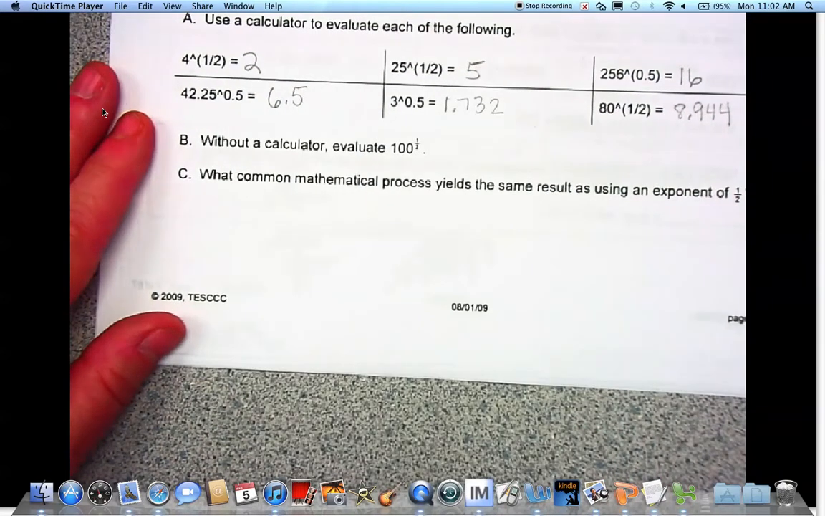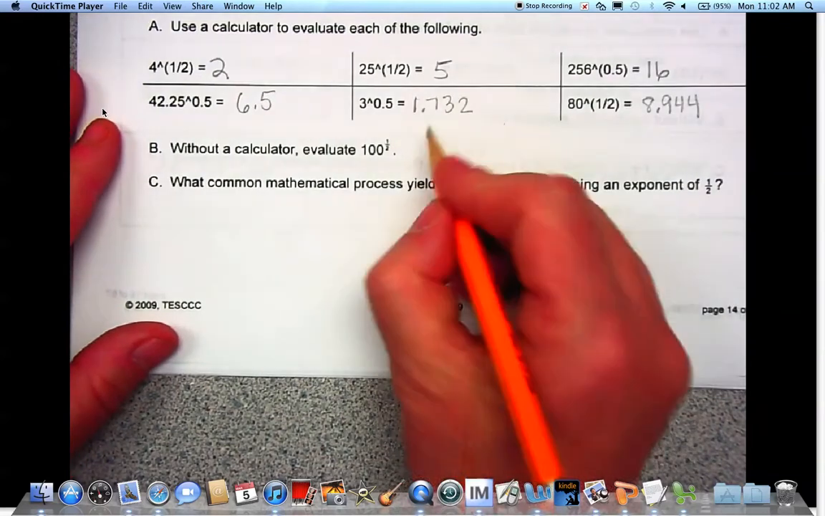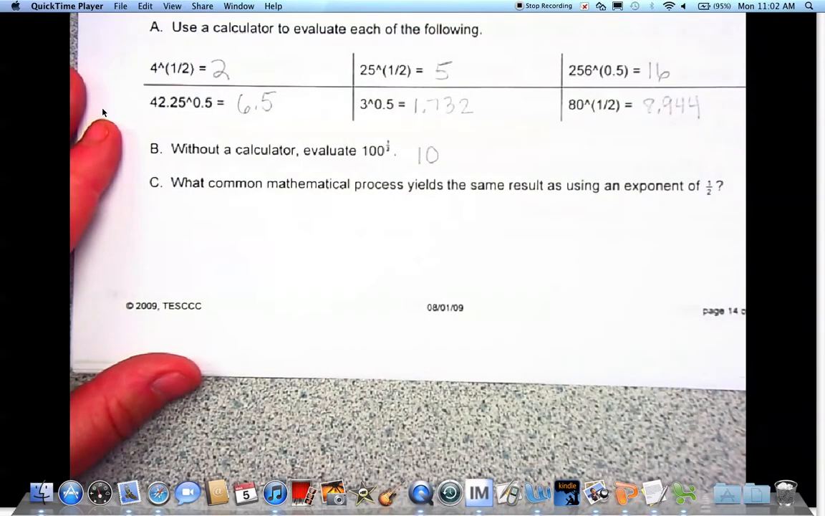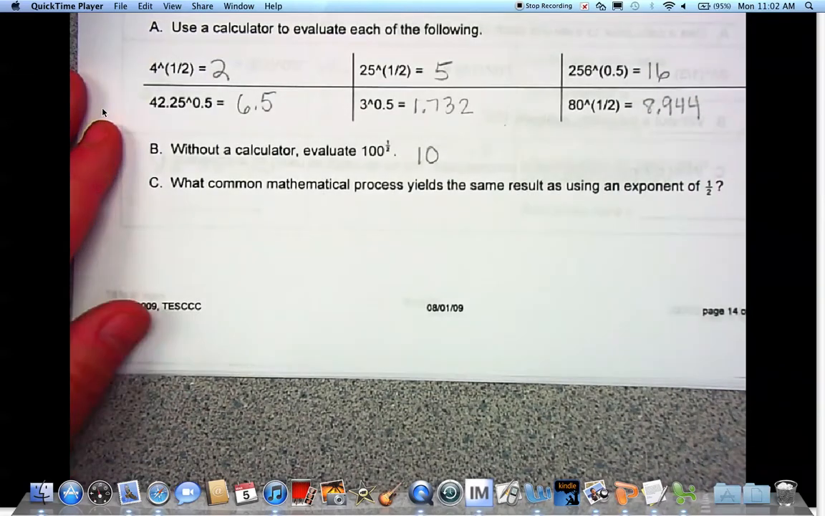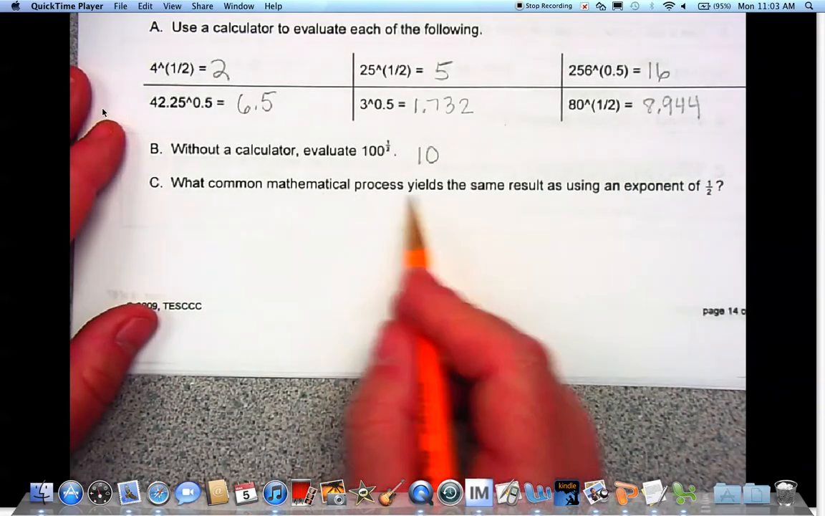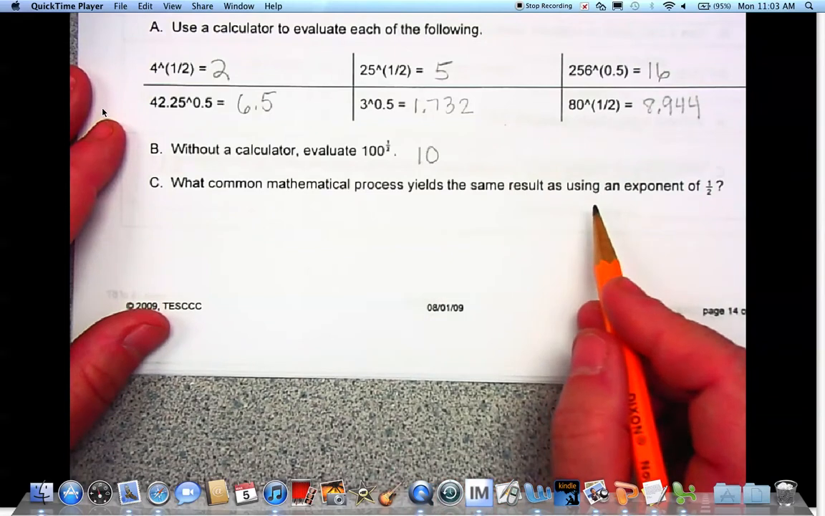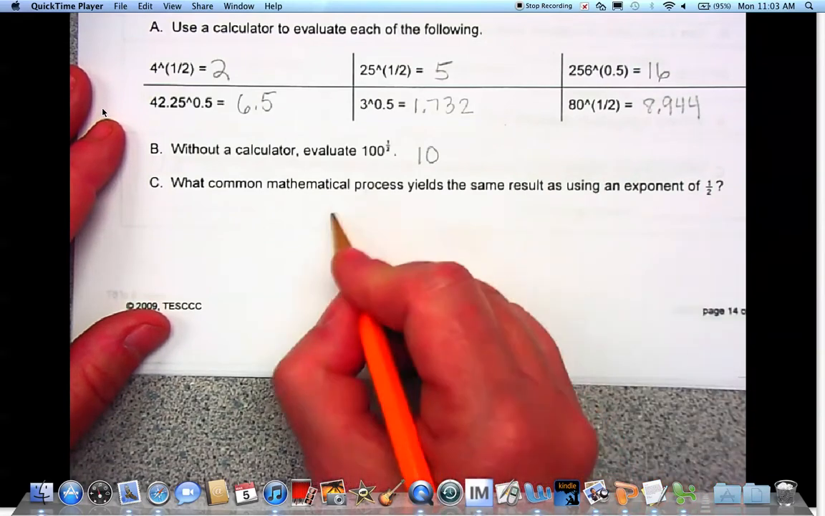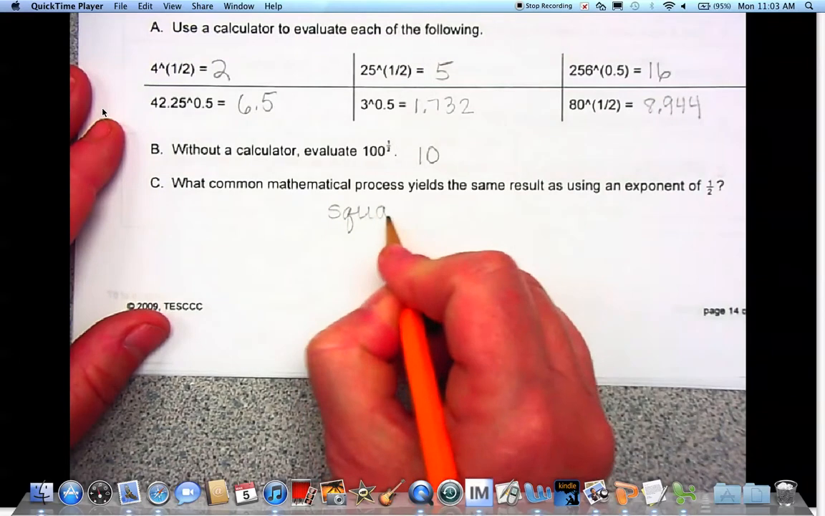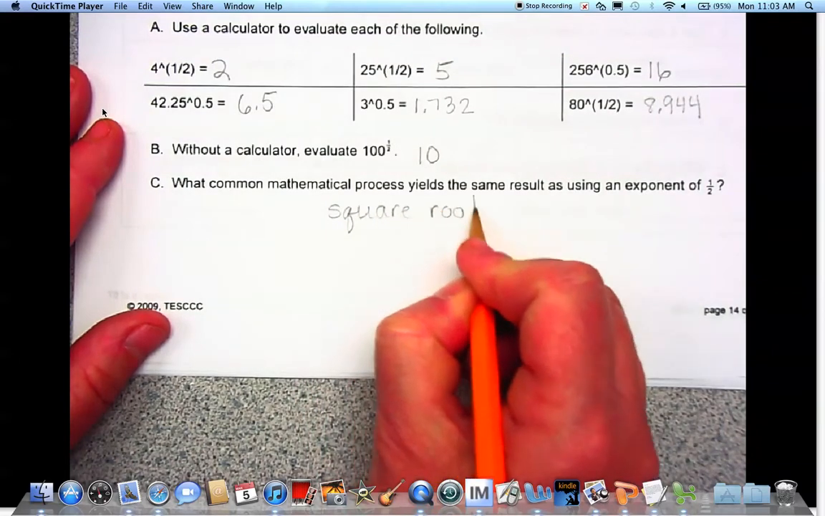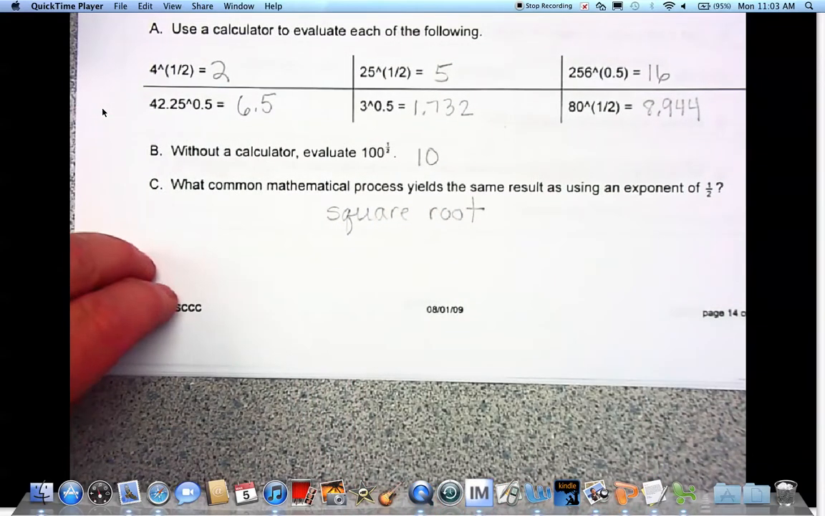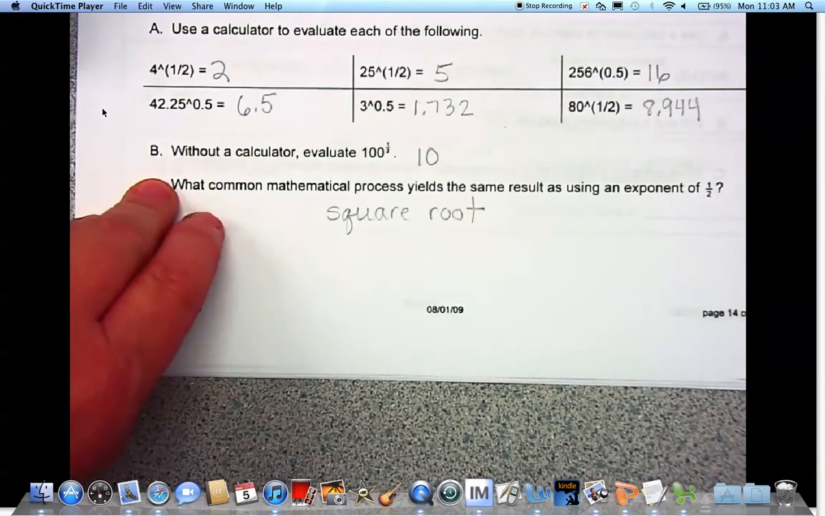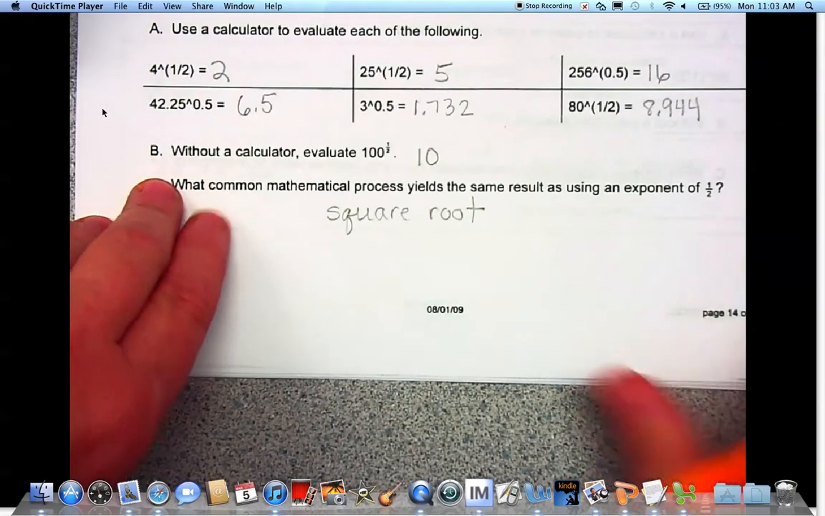Without a calculator, what would 100 to the 1/2 be? 10. Good, because 10 times 10 is 100. What would 144 to the 1/2 be? 12. What common mathematical process yields the same result as using an exponent of 1/2? So now we know that when an exponent is a fraction of 1/2, we're doing the square root.